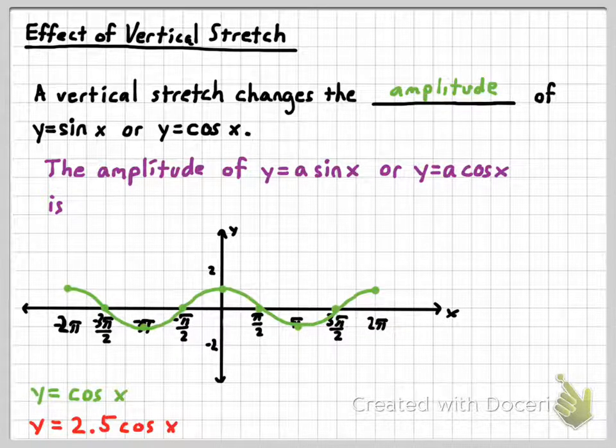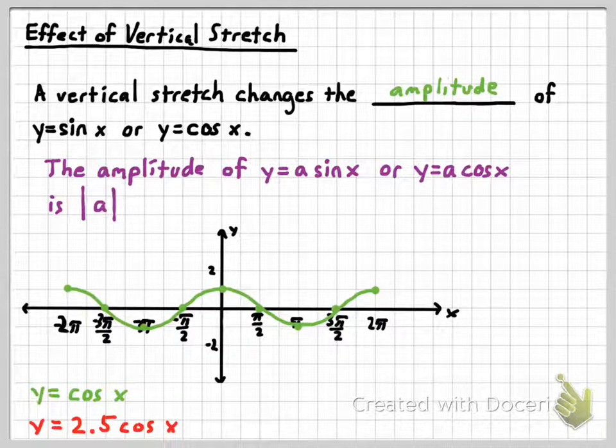And the way you determine the amplitude is with that value a, what did you multiply the output values by? And simply the amplitude is always going to be equal to the absolute value of a. Alright, we've only looked at positive values of a so far. We'll look at negative values of a later on. But nevertheless, the amplitude of either of those functions is always going to be the absolute value of a.